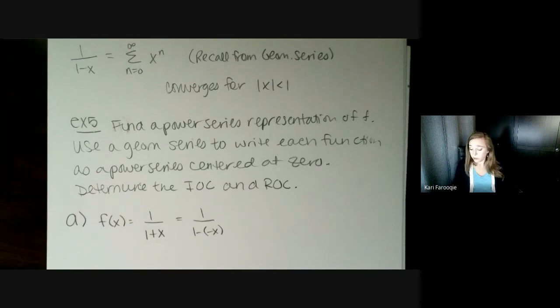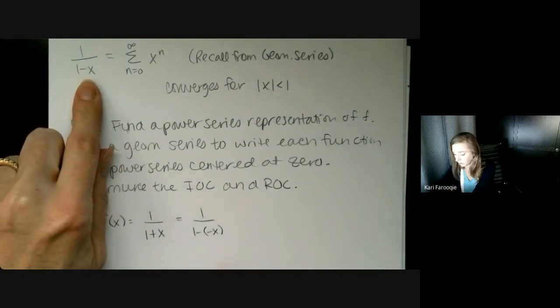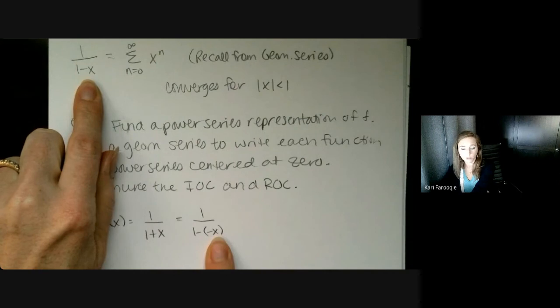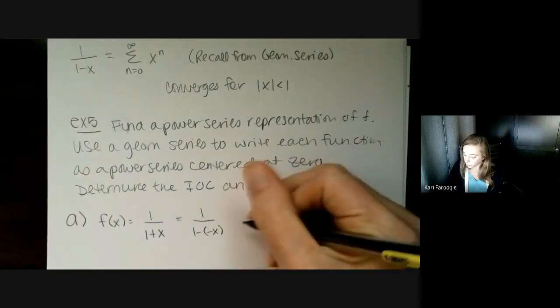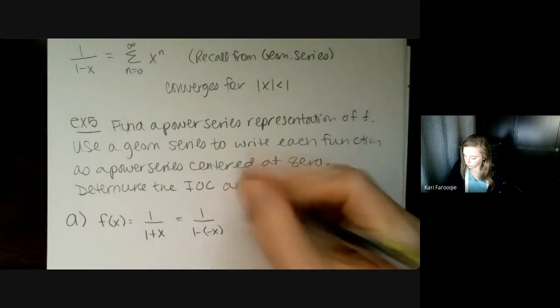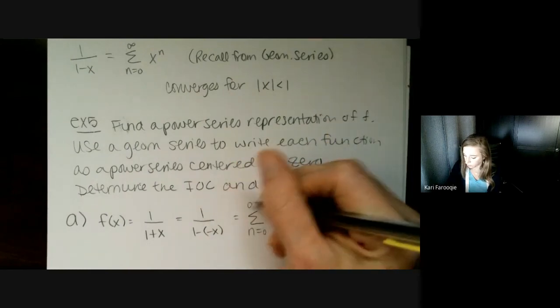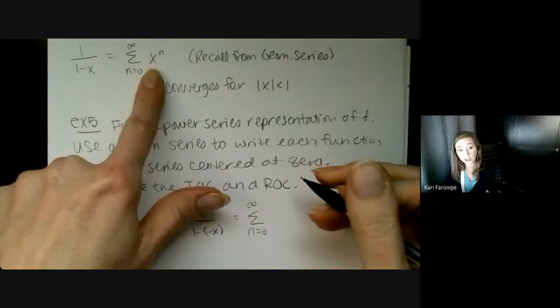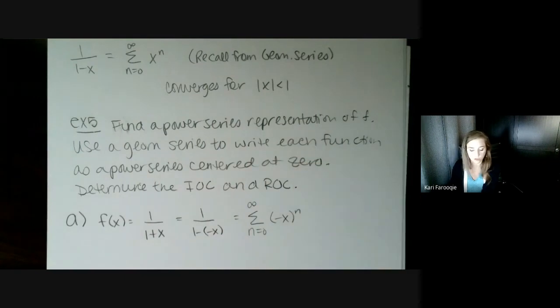Now, if we know that 1 over 1 minus x can be represented by this power series where we have x to the nth power, what we're going to do is replace this x with negative x. Whatever's behind the minus sign is going to be taken to the nth power. So we can say that this is equal to the series from n = 0 to infinity, and instead of saying x to the n, we're going to say negative x to the n.